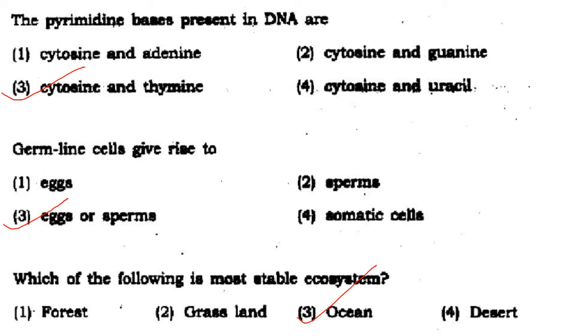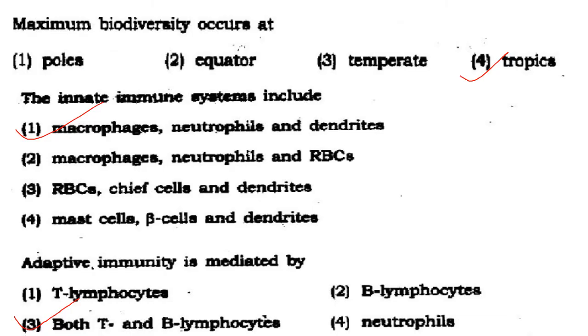Next one. Germ-line cells give rise to eggs or sperms, somatic cells. Answer is eggs or sperms. Which of the following is most stable ecosystem? Forest, grassland, ocean, desert. Answer 3, ocean. Maximum biodiversity occurs at option 1 poles, 2 equator, 3 temperate, 4 tropics.